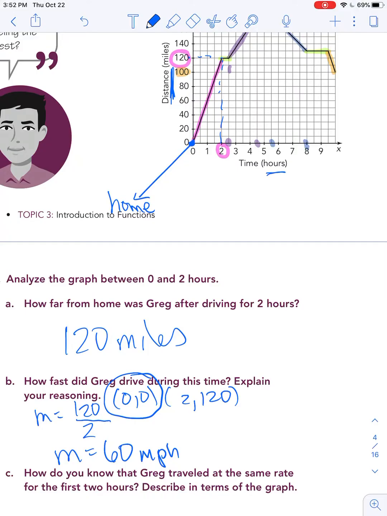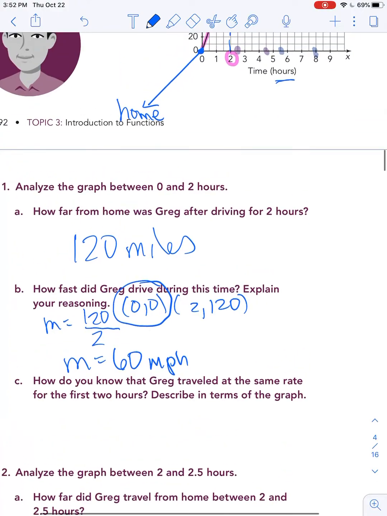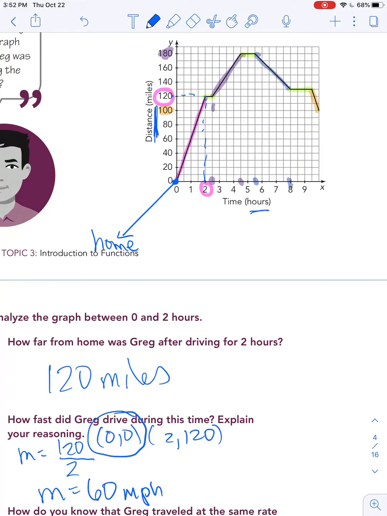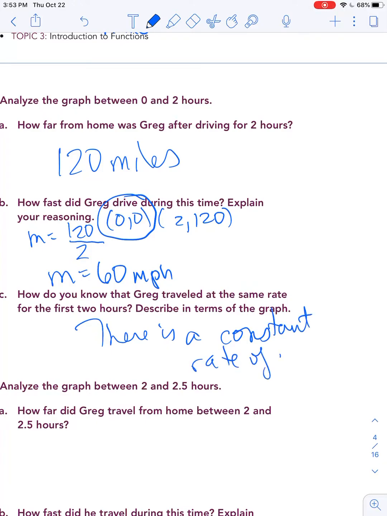Then it says, how do you know that Greg traveled at the same rate for the first 2 hours? Well, isn't that a straight line? Isn't that a constant rate? It shows that it's a constant rate because if it wasn't a constant rate, it would go up and around and do something like that because you're slowing down. There is a constant rate of change.